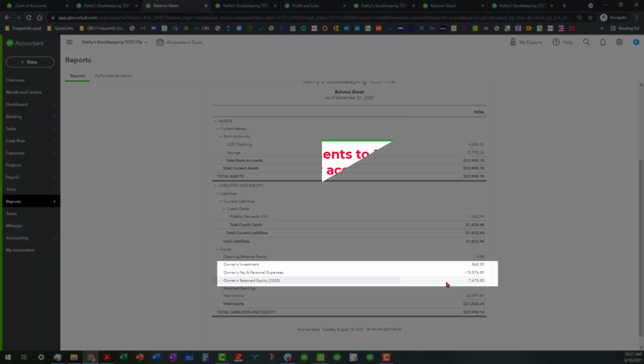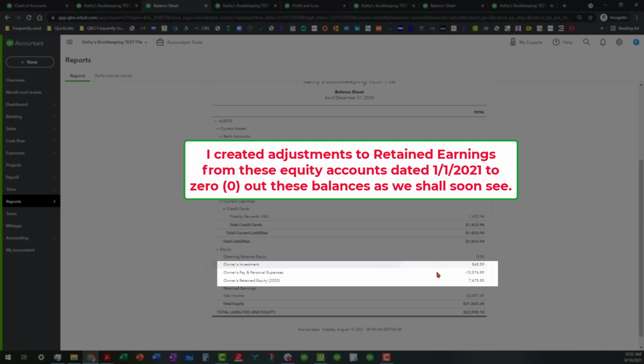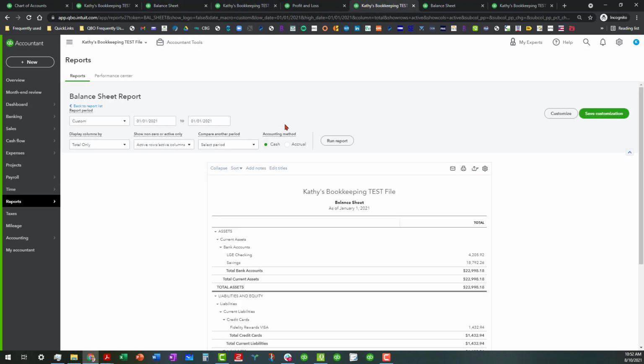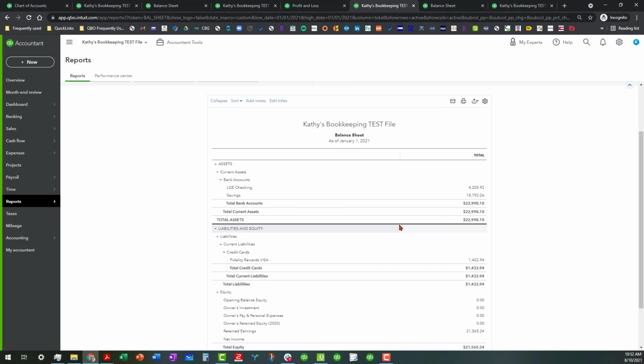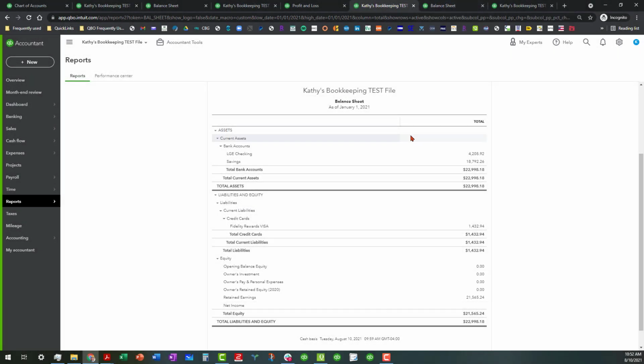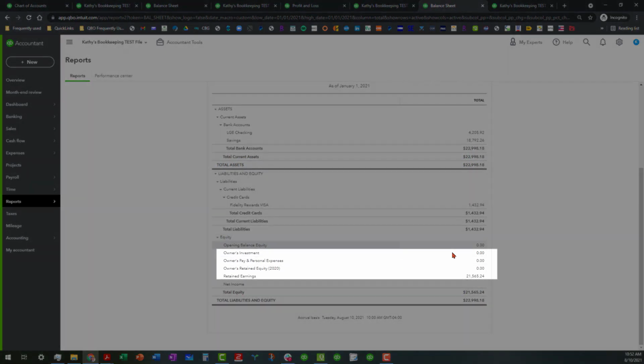Let me go back to the balance sheet so you can see again that I do have some balances in here, and I did have to adjust. Remember I said that I had to adjust these out as of 1/1/2021 to zero these out. So if we go to the balance sheet that I ran as of 1/1/2021, you can see that's exactly what I did. All these have been zeroed out, and now retained earnings has a balance in it. Again, I ran in both cash and accrual, and the numbers are the same, basically no change, because I didn't have any accounts payable or accounts receivable in there.